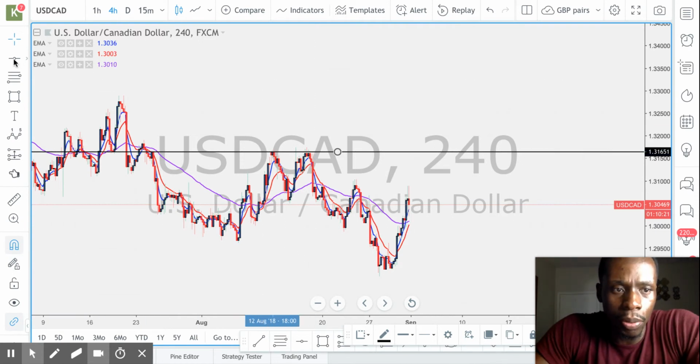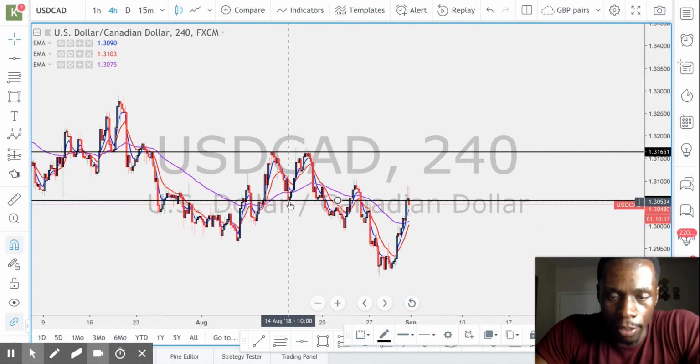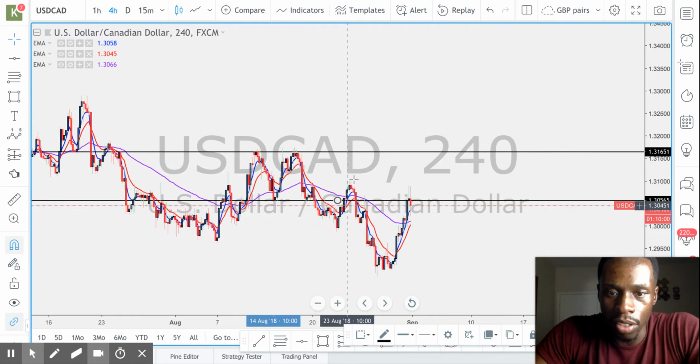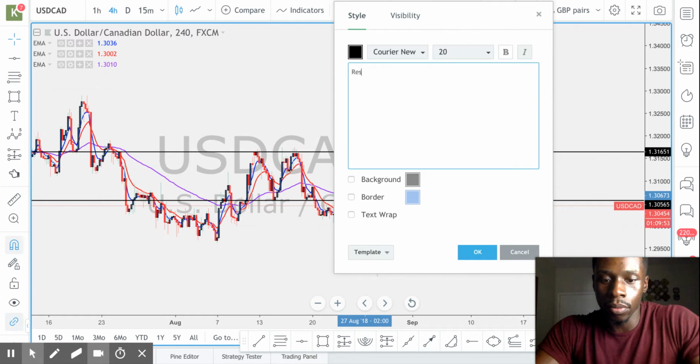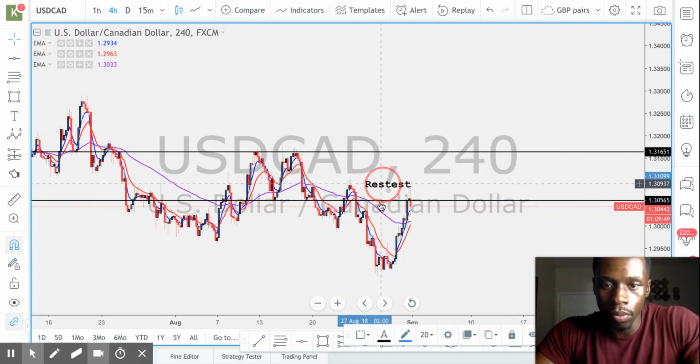Then I put another horizontal line after it forms, where I like to consider the neck. So you could have entered from here, or you could have waited. The normal perspective is to allow the market to do its thing and come back up. So you could see this is where you could have gotten a nice entry up here. This is what we like to consider the retest area. So I'm going to label this right here. Retest.